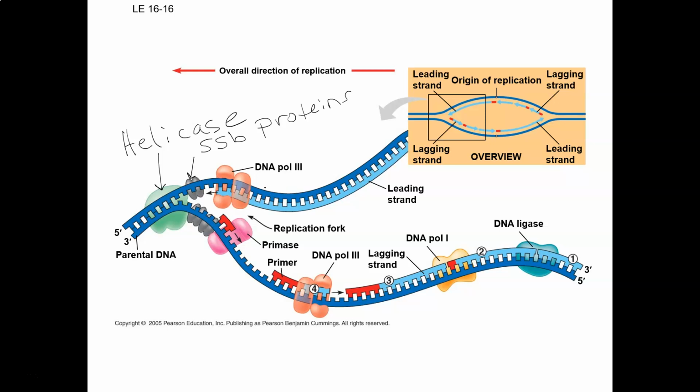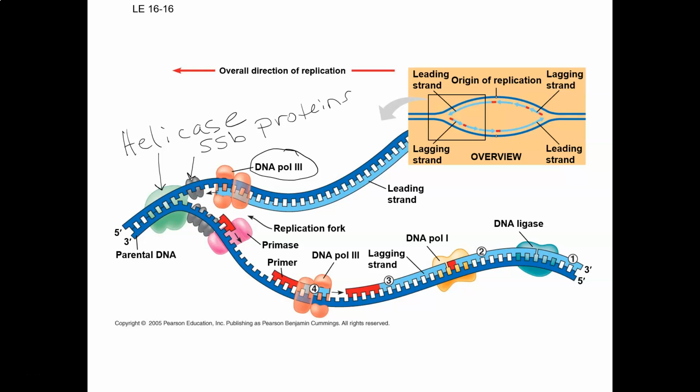All right, and then we have one of the main proteins involved, DNA polymerase 3, it's called. DNA Pol 3 is DNA polymerase 3. This is the main enzyme that's laying down new nucleotides to form the complementary strands.